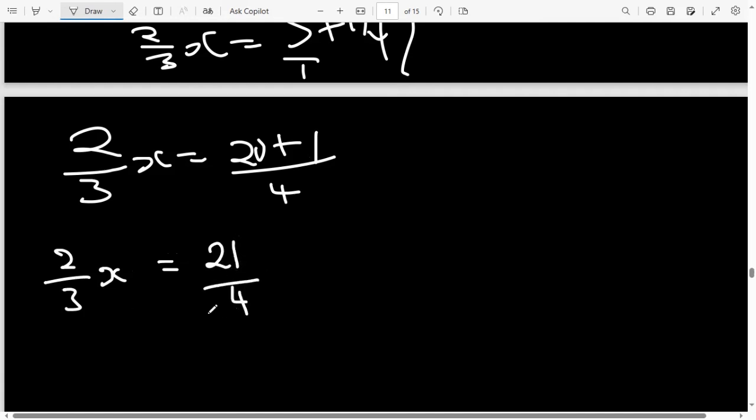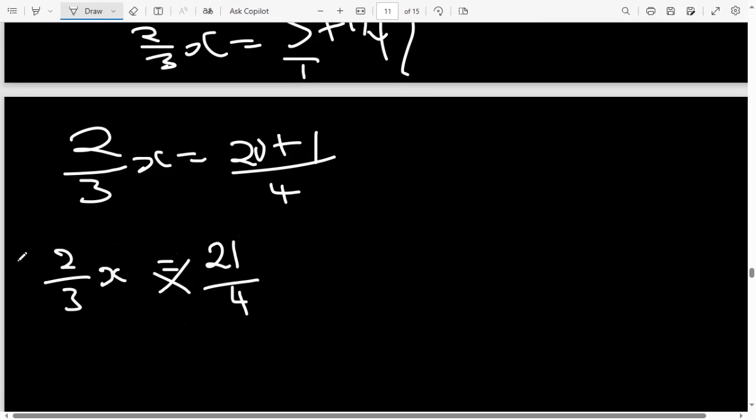Okay, and then from here, what do we do? We just cross multiply. Okay, just cross multiply. So it will be 2x multiplied by 4 is equals to 3 multiplied by 21. Or if you want, you can multiply both sides by 3 over 2.